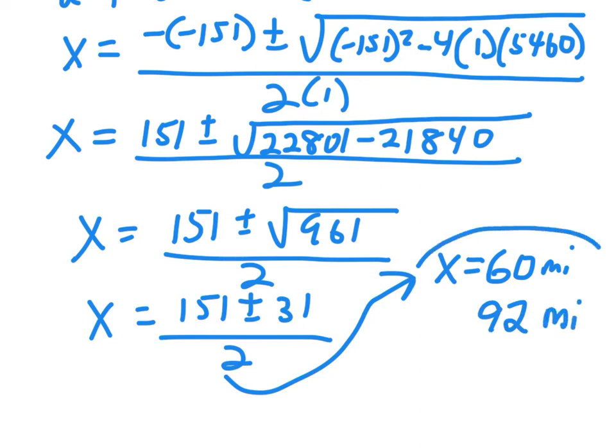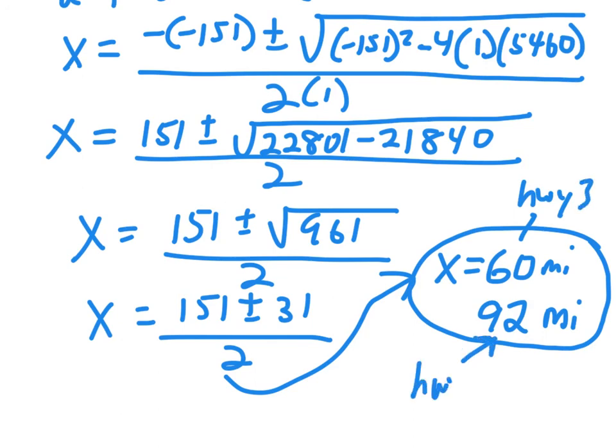So those are the distances traveled by car on the two highways. This would be Highway 3, and this is Highway 17. And that's the end of the lesson.